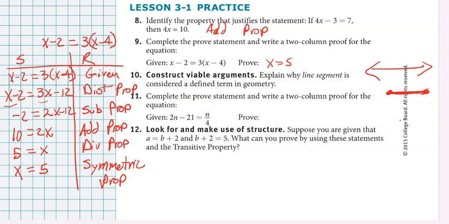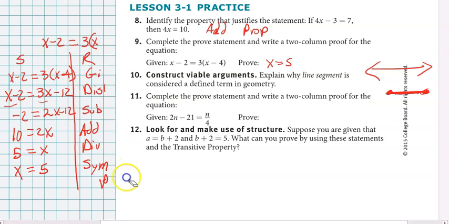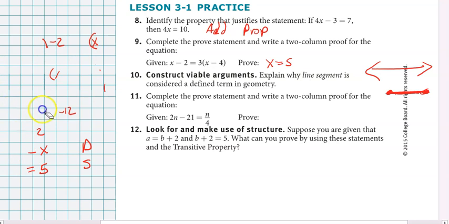Number 11, complete and prove the statement in a two-column proof for this equation. Prove, okay, I'm going to go ahead and do that one on the same spot over here. Just erase this one. And we should have some room to do that one. 2n minus 21 equals n over 4.